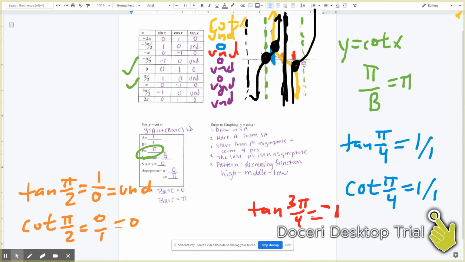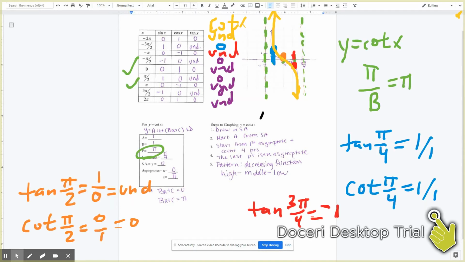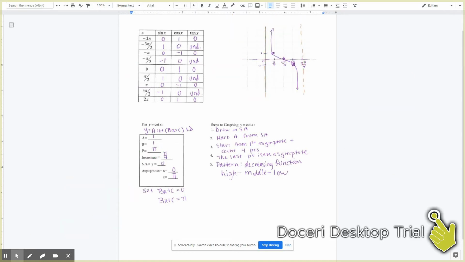All right, so when graphing cotangent, you could think of where you start as on A. So you go A, H, M, L. So asymptote, high point, middle, low. Asymptote, high point, middle, low. And if we look at these directions here, we're going to draw the sinusoidal axis by looking at the vertical shift. Okay, then mark A from the sinusoidal axis. All right, so by looking at this leading term right here, that's going to be where our 3 points are going to go vertically.